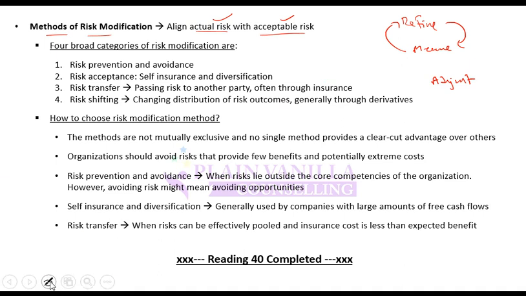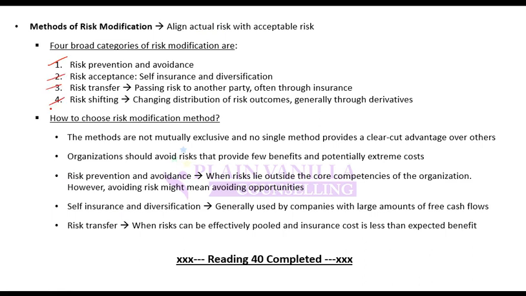What are the methods of modification? Four key methods of modification include prevention and avoidance, acceptance, transfer, and shifting. What is prevention and avoidance? Prevention and avoidance means that you do not take risk. For example, if you think this investment is risky, you do not invest in it, and you do not take risk to avoid risk. So avoiding risk will help reduce risk.